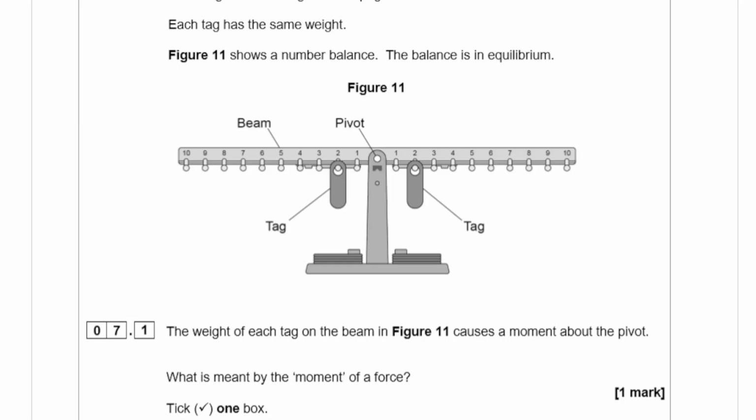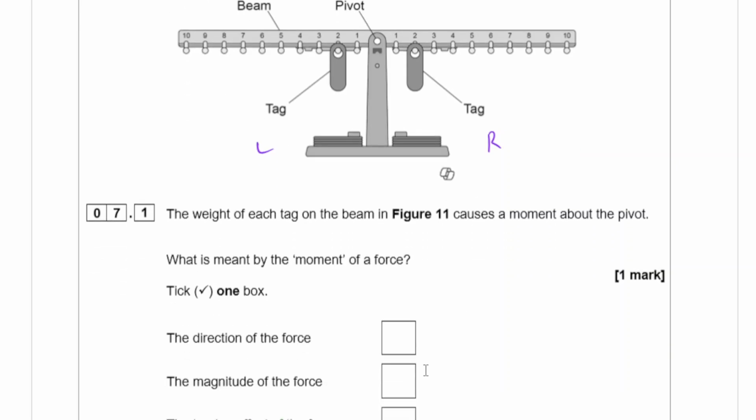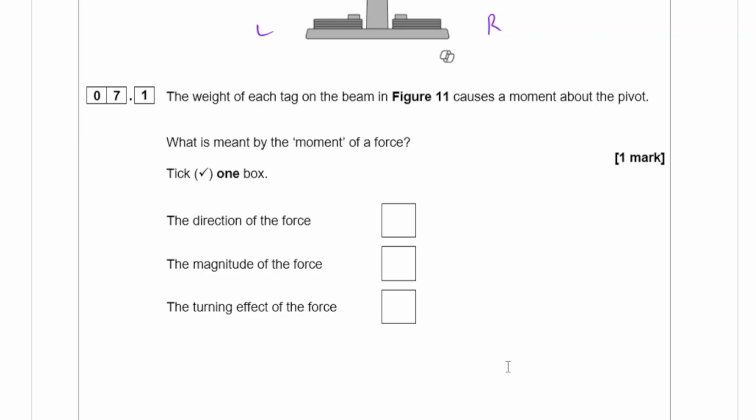So it basically acts like a scale. It's also to do with moments as well. So the total weight on the left hand side and the right hand side, if it's equal, then it'll actually balance out. The weight of each tag on the beam in figure 11 causes a moment about the pivot. What is meant by a moment of a force? That is the turning effect of the force.